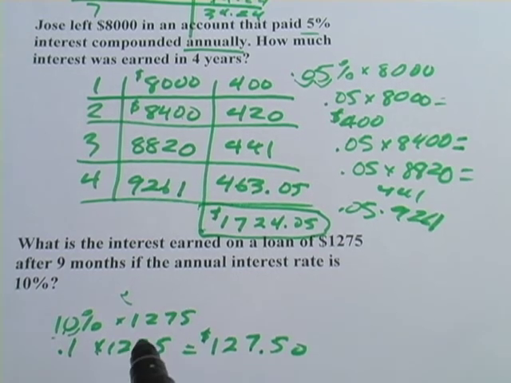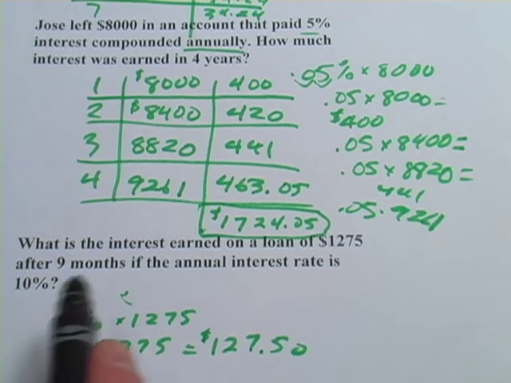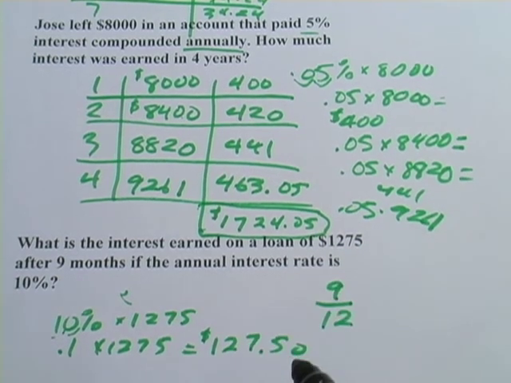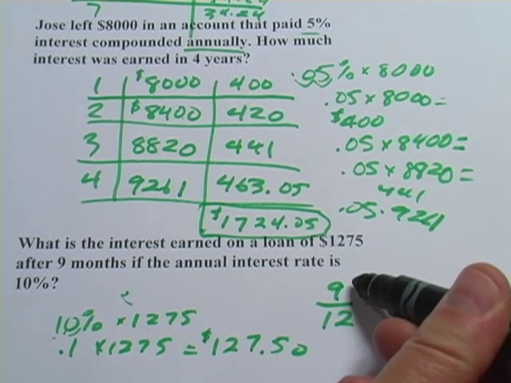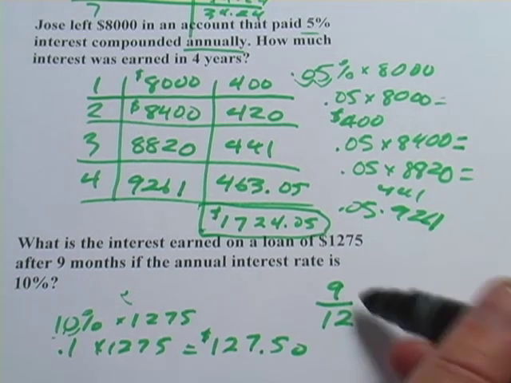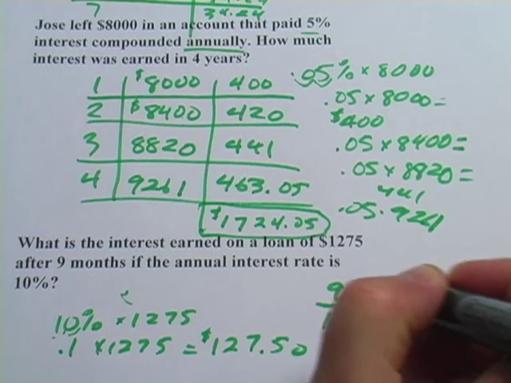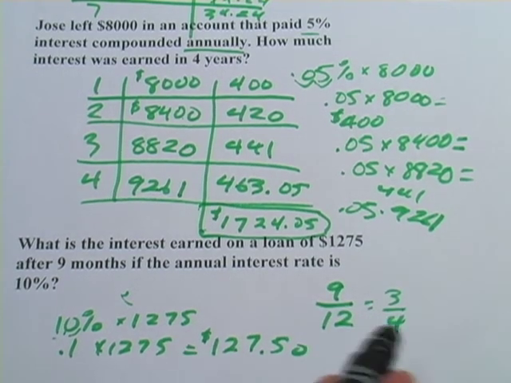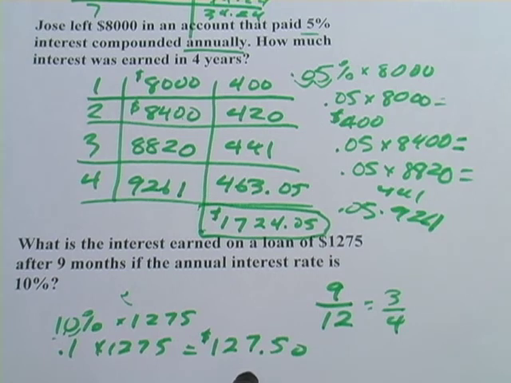That fraction, I would start by writing it as months that you actually had it out over the months in the whole year. So it would be 9/12ths of a year. 12 months in a year, you had the money out for 9 months. We can simplify this, of course. You take a 3 out of the top, a 3 out of the bottom. What you get is 3/4. And what I want to find out is what is 3/4 of 127.50.